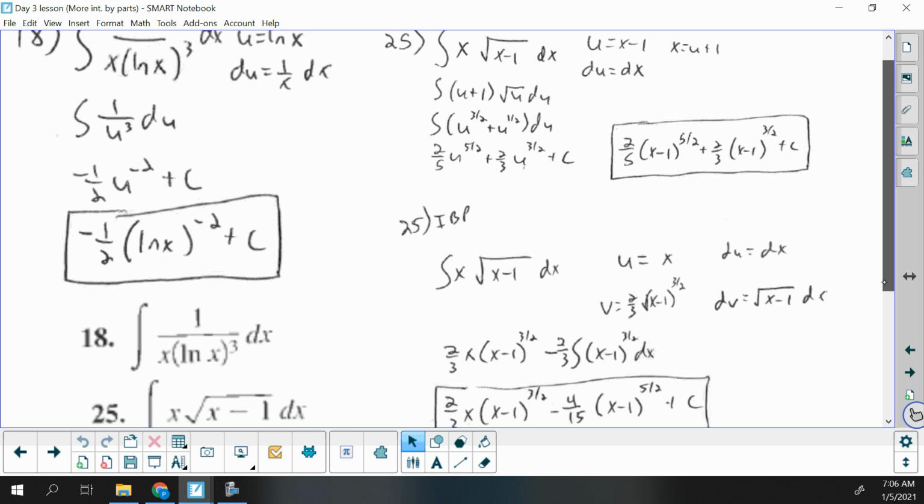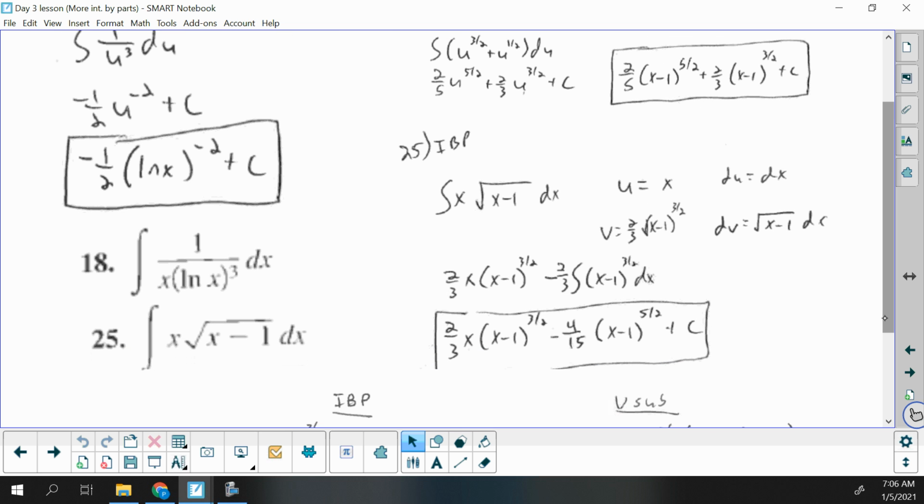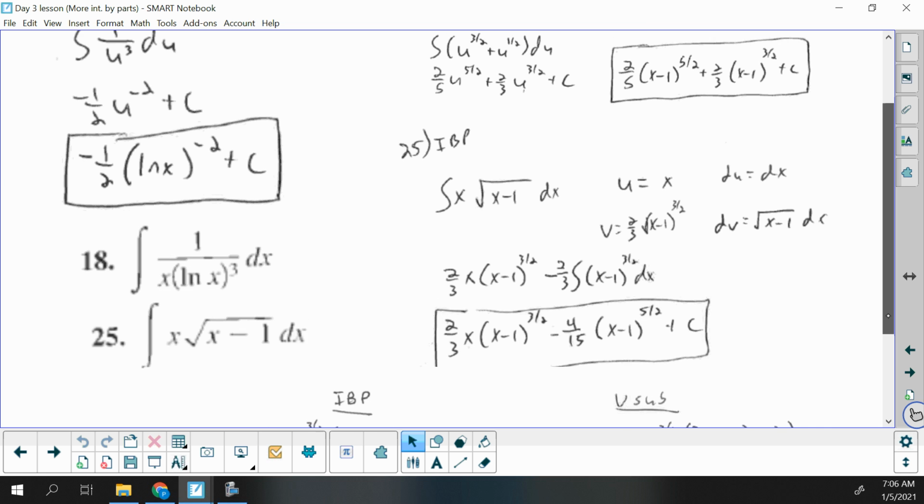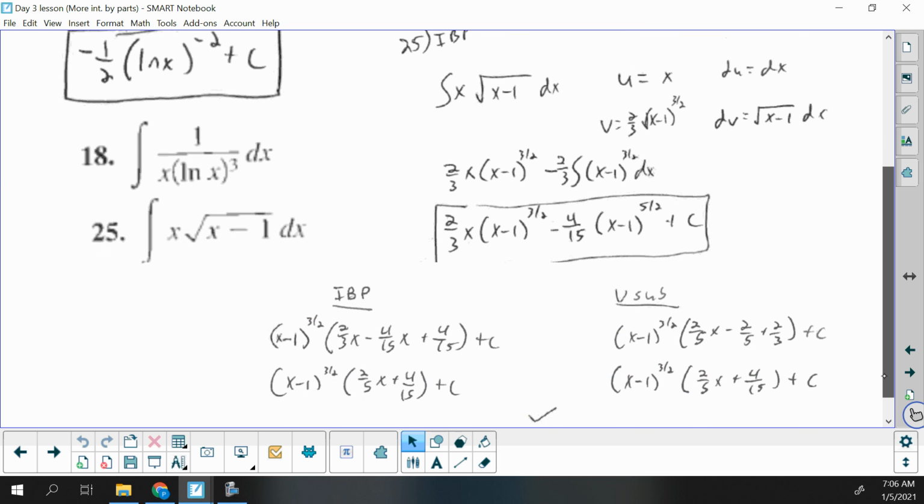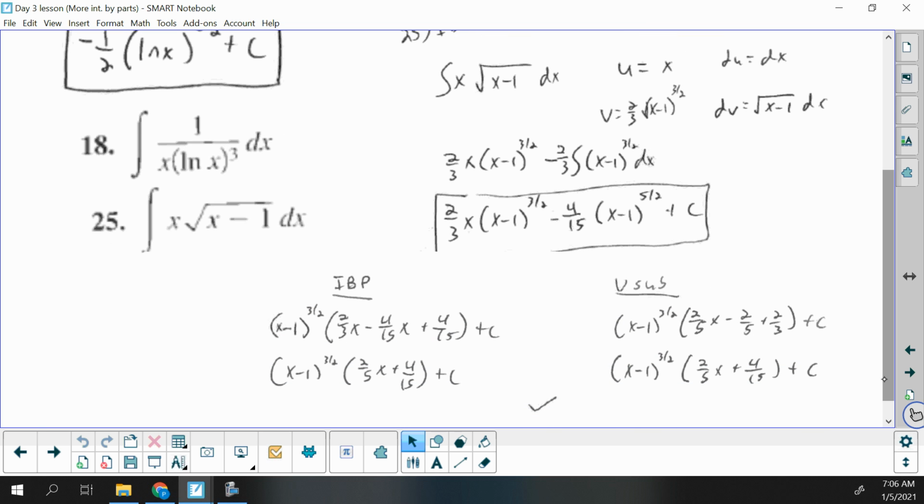Or you could have done it with integration by parts. Let u equal x, your dv would be the square root of x minus 1. Now you get two different answers there based on how they look. But if you neaten them up, if you pulled out an x minus 1 to the 3/2 out of each of them, and then neatened up the insides, they do end up matching up.